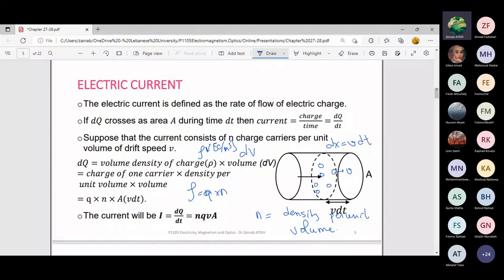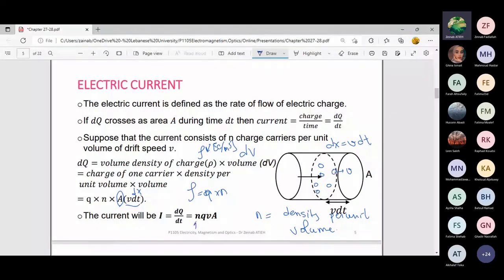Now, the volume dV, as you can see from the portion that I have taken, is simply equal to A times dx, where dx is v dt. A is the area of the wire. So if I arrange everything, I will get I equals dq by dt, which gives nqvA. So what are these elements?